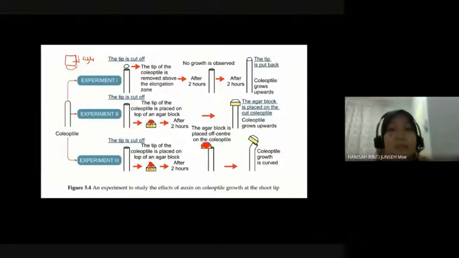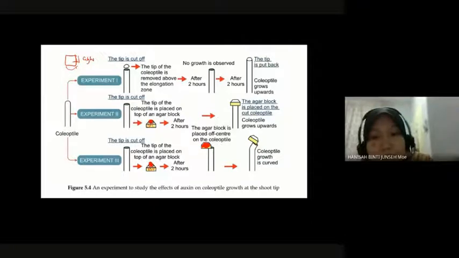But this time, this agar block is placed off center. Maksudnya dia bukan tengah-tengah macam tadi. In the previous experiment, experiment number 2, they put the agar block at the center. So that's why the coleoptile grows upwards. But in experiment 3, they put the agar block off the center. Maksudnya dia di tepi sini. So only this part of the coleoptile will receive the auxin.